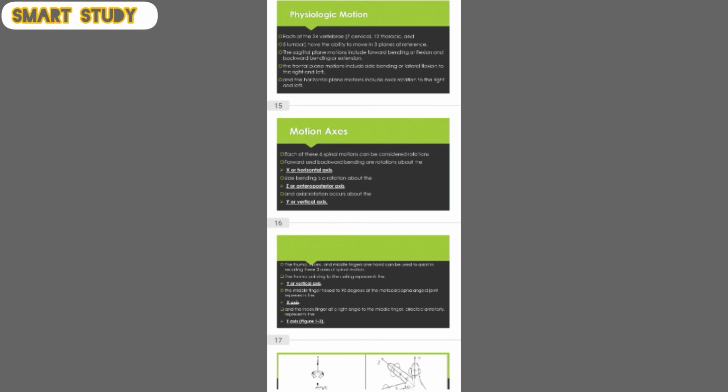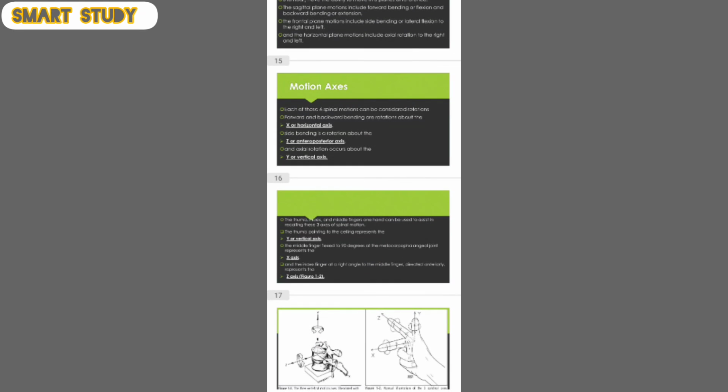Next, we have the motion axis. Each of these 6 spinal motions can be considered rotations. Forward and backward bending are rotations about the x or horizontal axis. Side bending is a rotation about the z axis, and rotation is about the y or vertical axis.